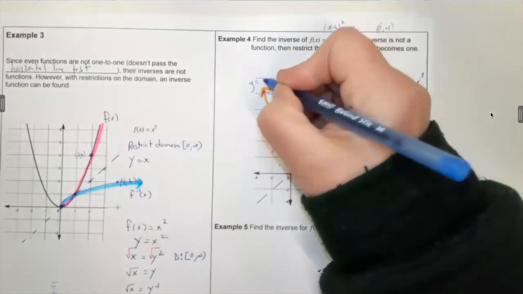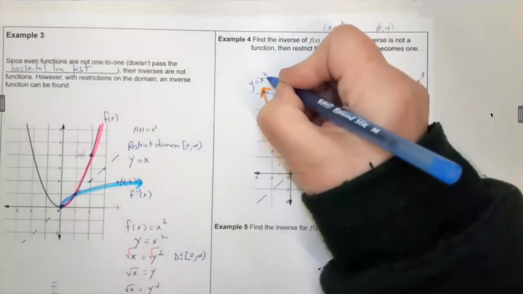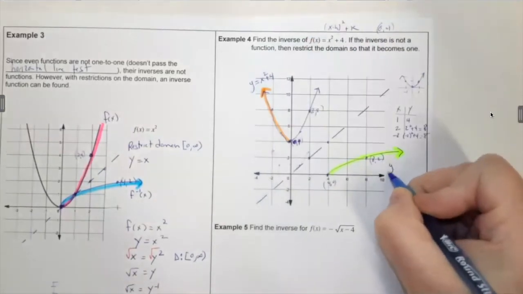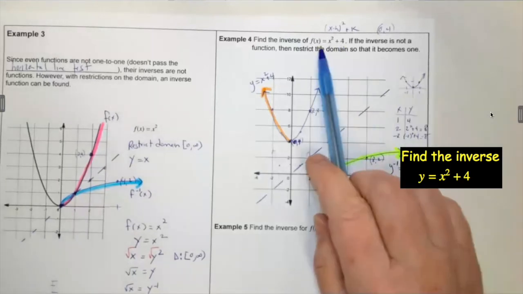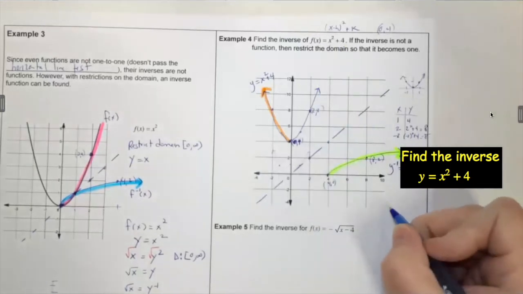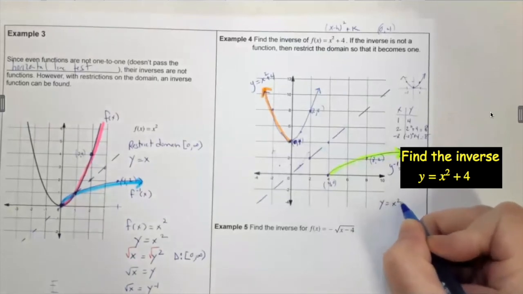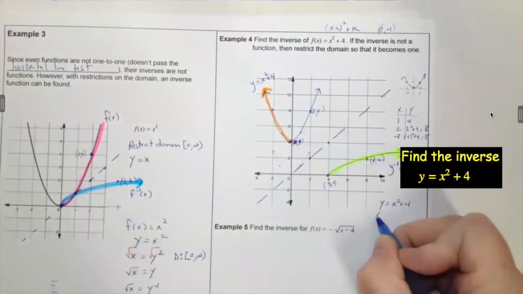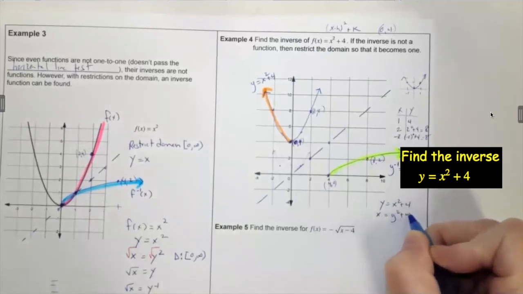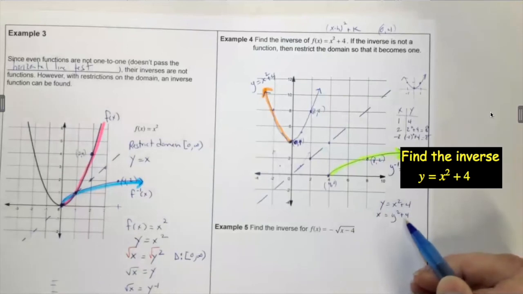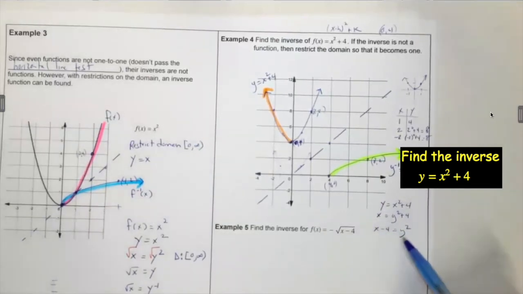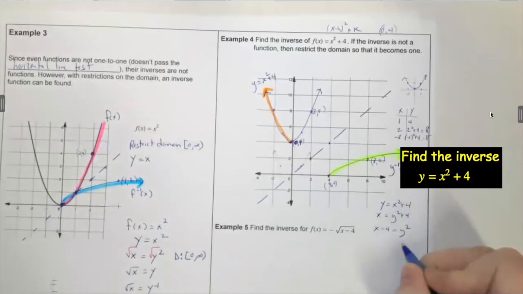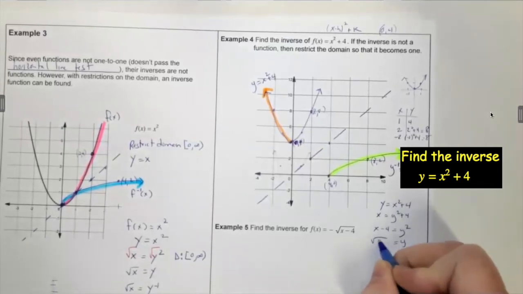Y equals x squared plus 4, y inverse. Let us find the inverse of the function. Y equals x squared plus 4, switch your variables, x equals y squared plus 4. I see I need to undo addition and the exponent. Subtract 4 from both sides. What undoes a square? A square root. Y equals the square root of x minus 4.